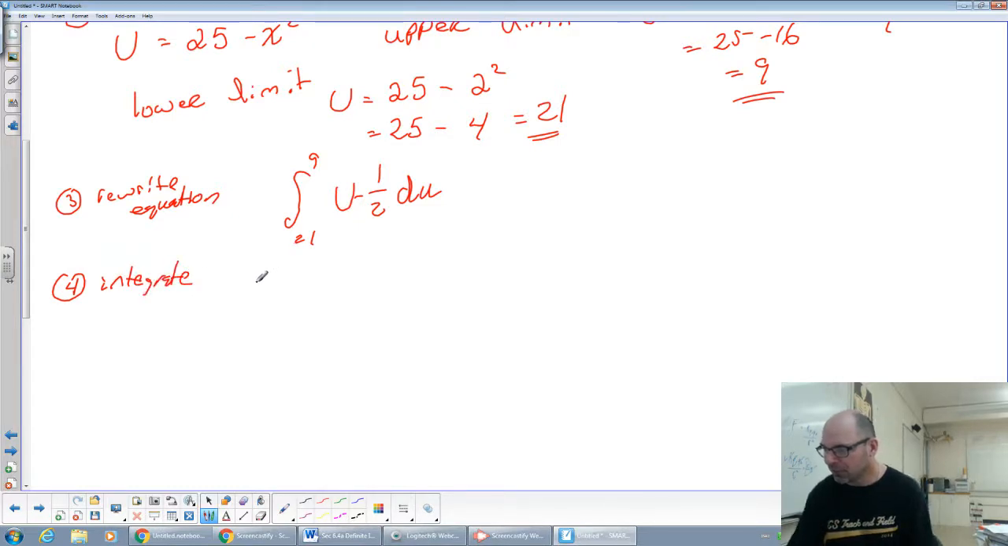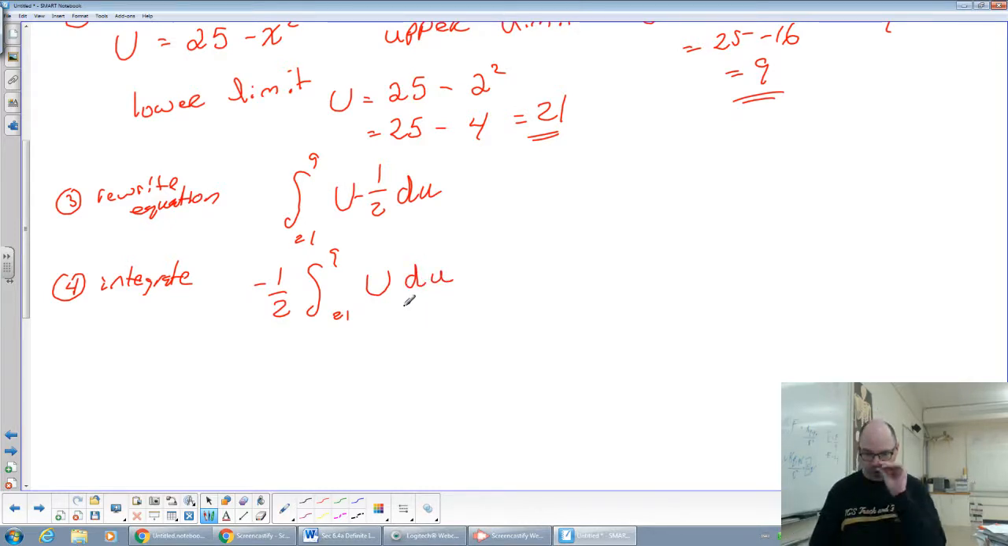So that would be negative 1/2 from 9 to 21 of u du. Now we're ready to integrate here. Okay, so this would be negative 1/2 u squared over 2, plus c.